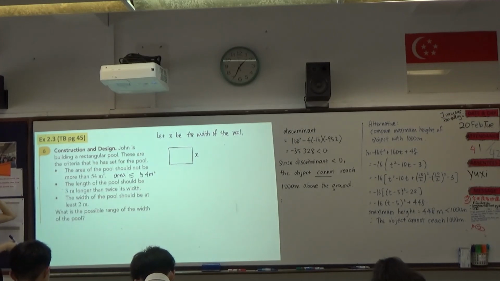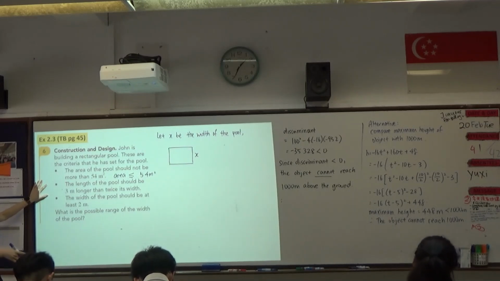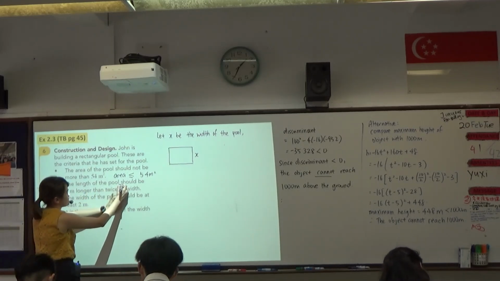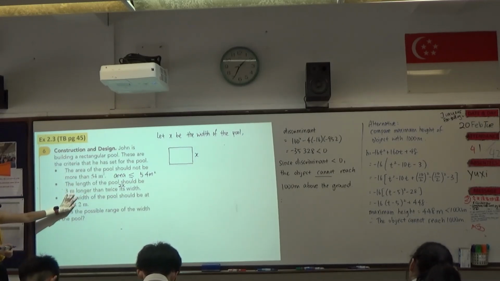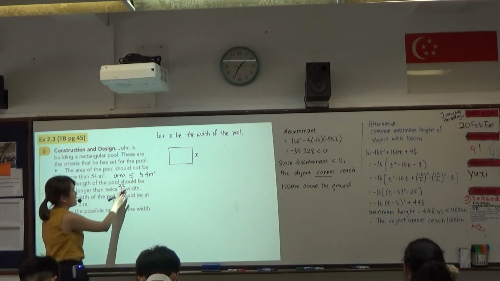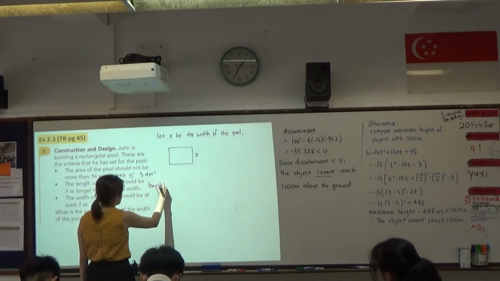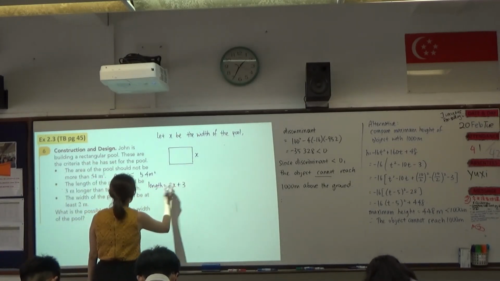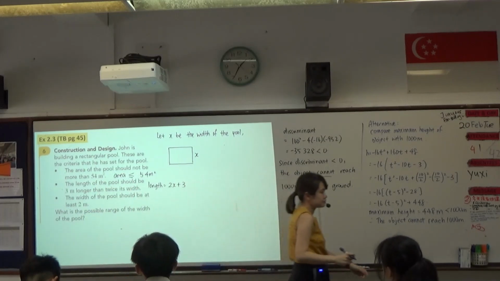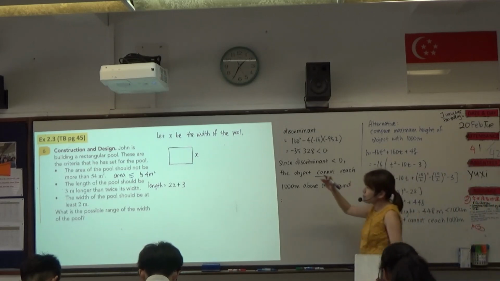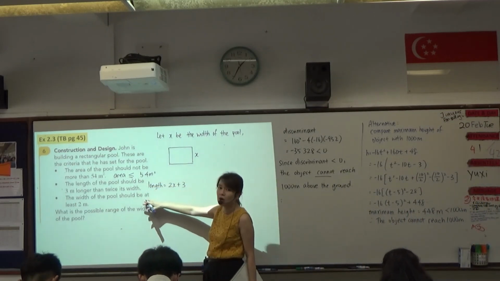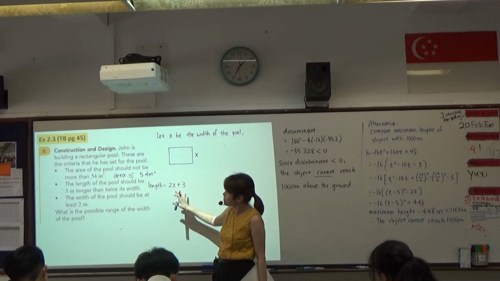Then in the second sentence, it says the length of the pool should be 3 meters longer than twice its width. Twice its width, we know it is 2x. Then the length should be 3 meters longer, so 2x plus 3 will be the length. So we're using bits and pieces of the information to form and gather our information first.